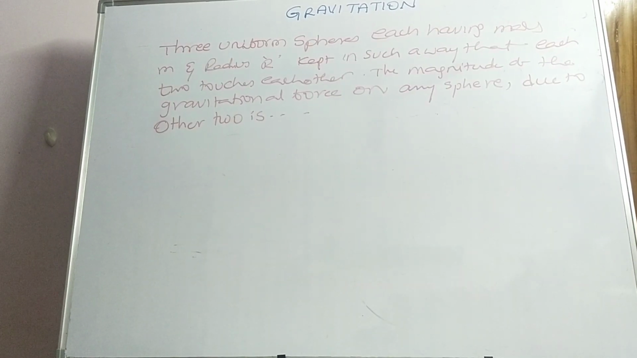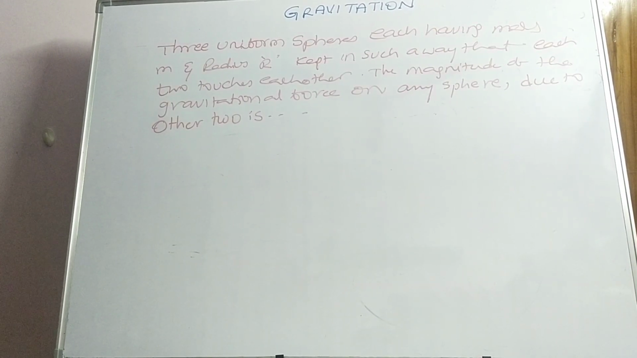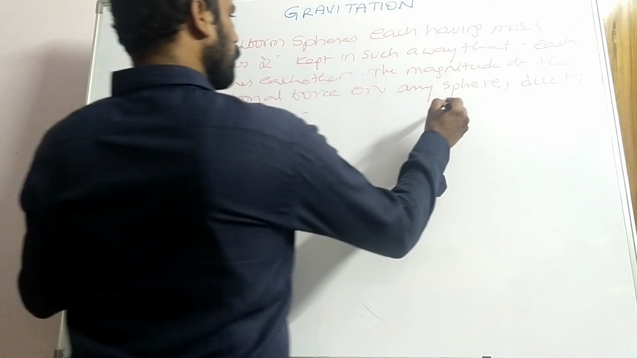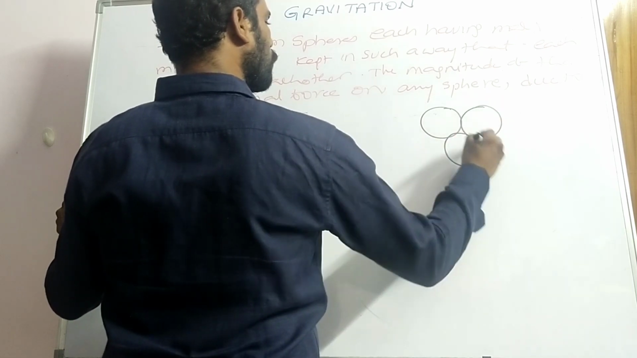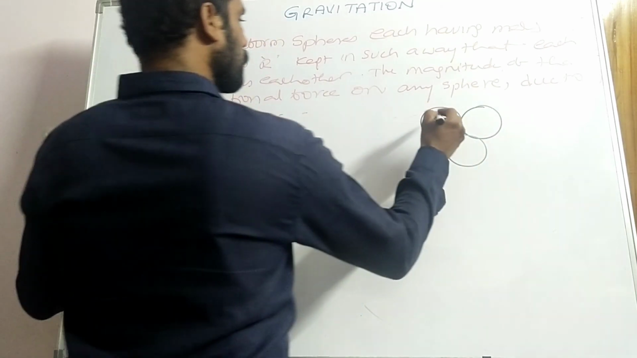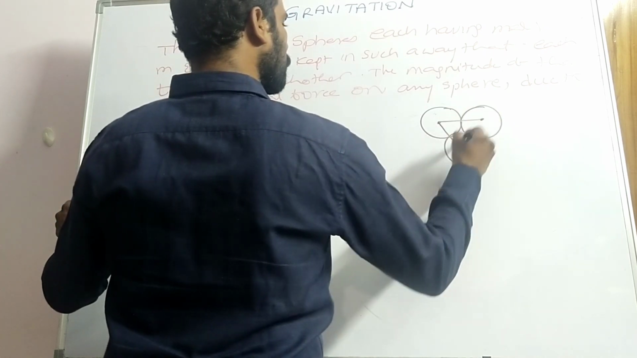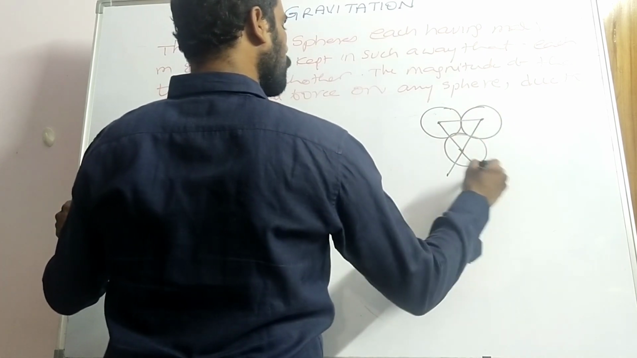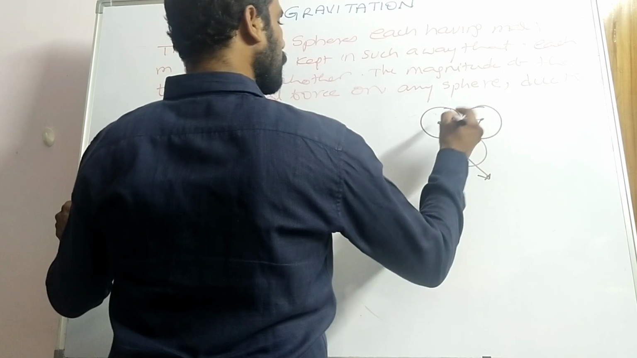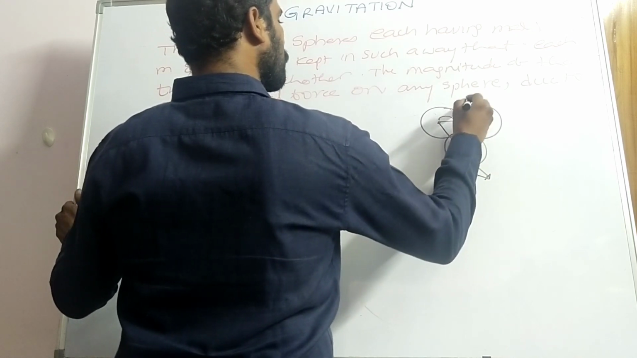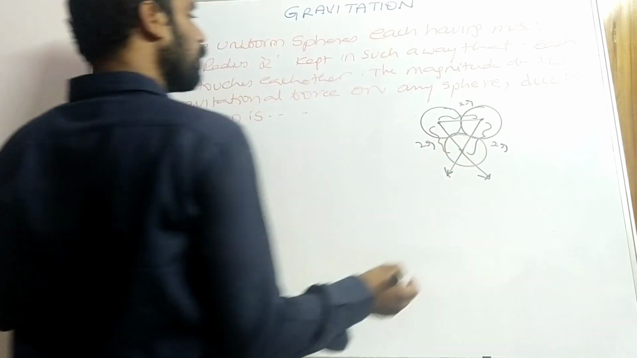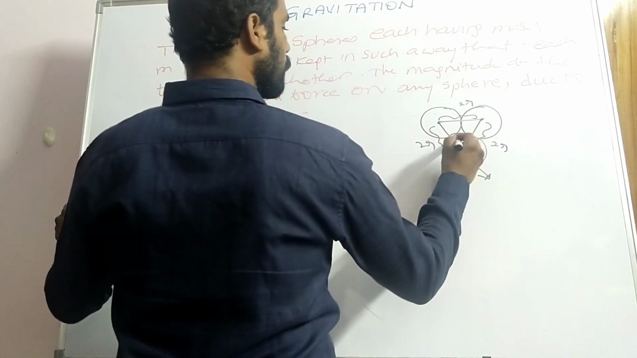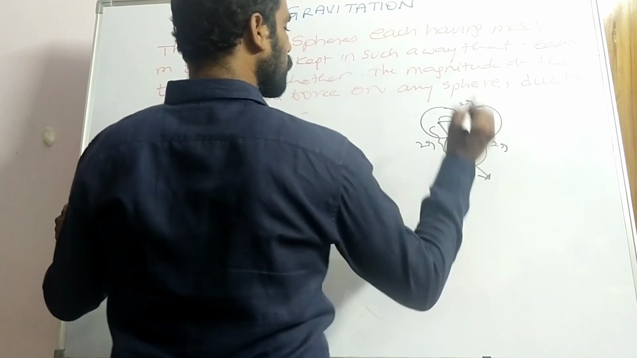Three uniform spheres, each having mass m and radius r, are kept in such a way that each two touch each other. Each two touching each other means, see, like this we have to join three spheres. So the centers of those spheres will form a triangle. The length is the same. This is 2r, 2r, 2r. So it is an equilateral triangle. Hence, if it is 60 degree, this is also 60 degree.